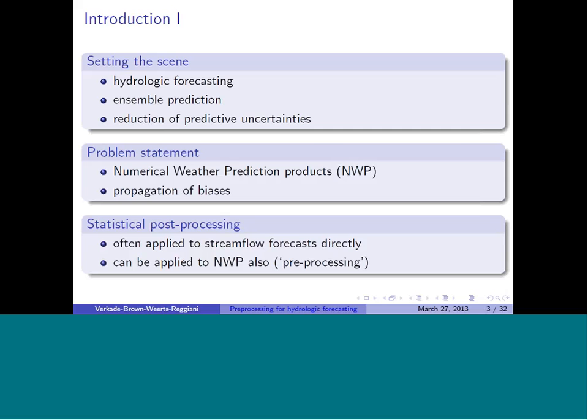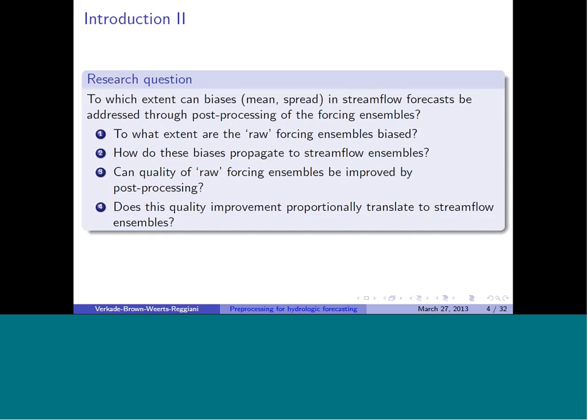In a hydrological forecasting system, if you're applying statistical post-processing to numerical weather products, we talk about pre-processing. This is very distinct from what the meteorologists say. They're always talking about post-processing, but for the hydrologists, it's also called pre-processing, because it happens prior to the hydrologic model being run. And indeed, that is the topic of today's presentation.